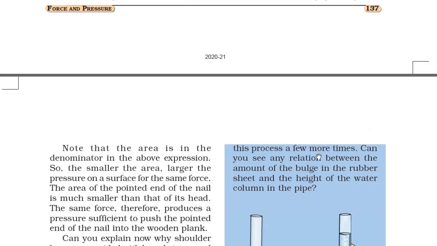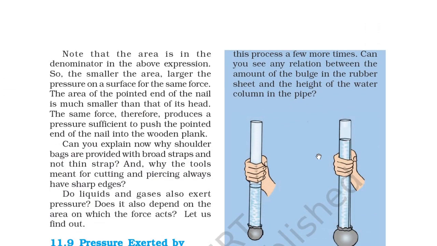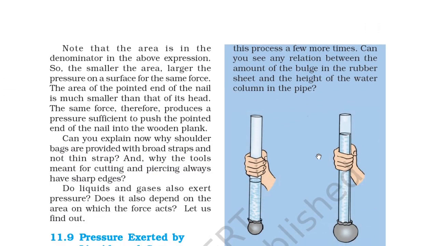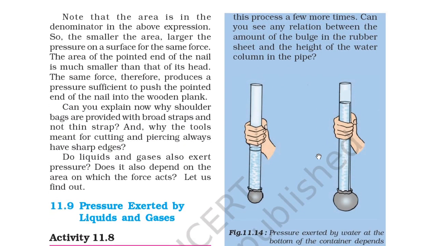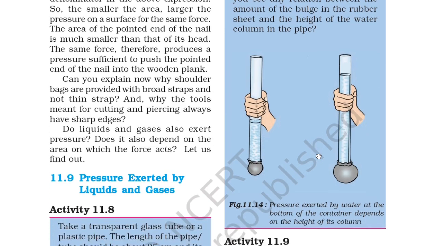Now note that the area is in the denominator of the above expression. So the smaller the area, the larger the pressure on the surface. For the same force, the area of the pointed end of the nail is much smaller than that of its head. The same force applied produces a pressure sufficient to push the pointed end of the nail into the wooden plank. Can you explain now why shoulder bags are provided with broad straps and not thin straps, and why the tools meant for cutting and piercing always have sharp edges?